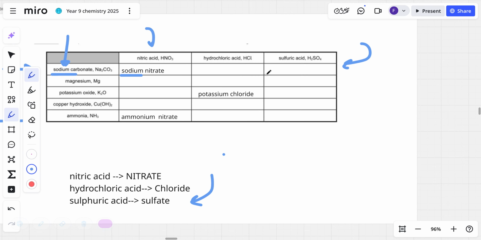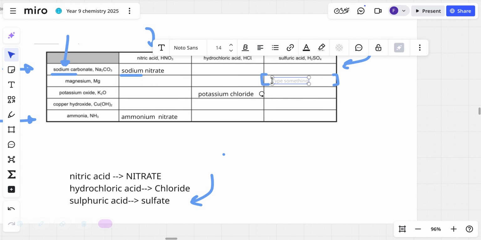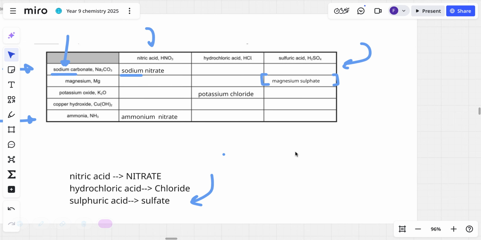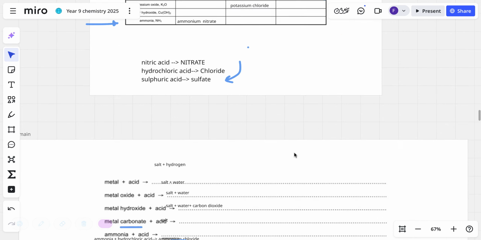So, for example, over here, the metal is magnesium. It's sulfuric acid, so this would be magnesium sulfate. Okay. That's how to name it.